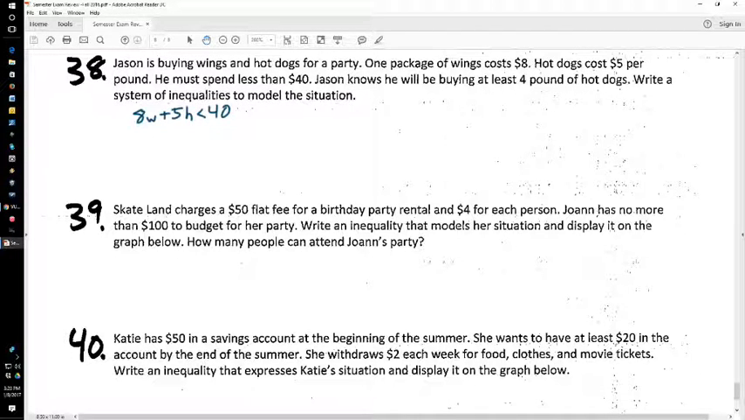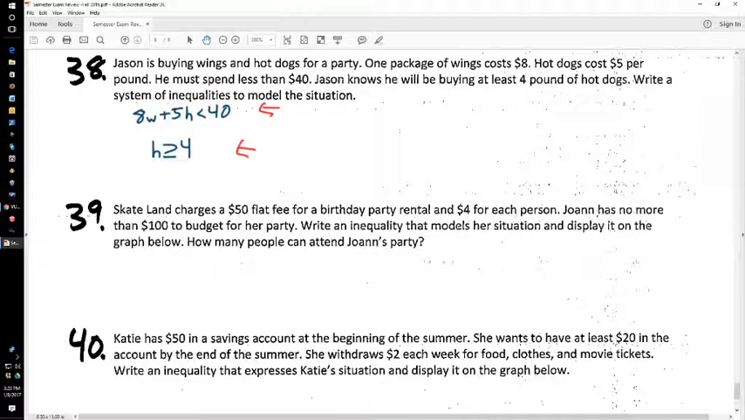Alright, there's one more piece of information they give you. They say he will be buying at least 4 pounds of hot dogs. So, hot dogs are greater than or equal to 4. Then it says, write a system of equations to model the situation. And that would be your system right there. First one would tell you how much he's spending overall. The second one tells you how many hot dogs he's buying.